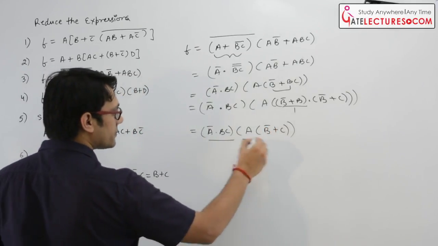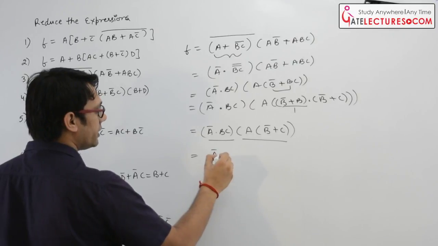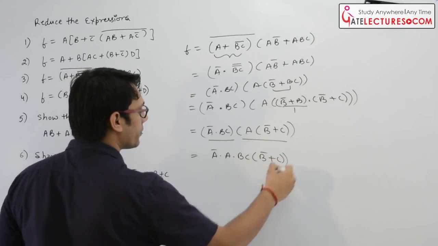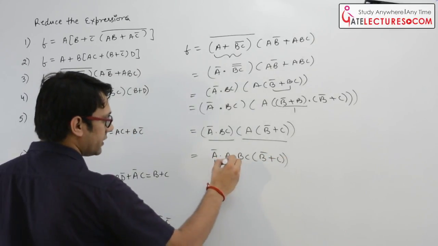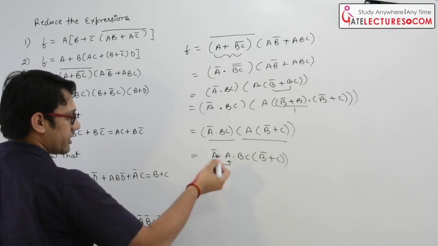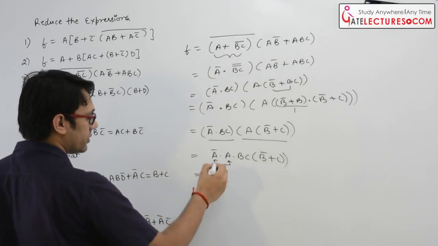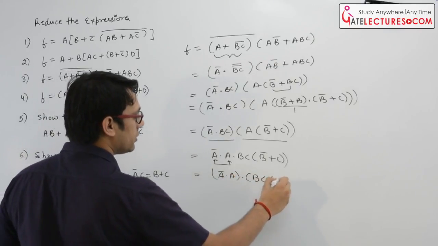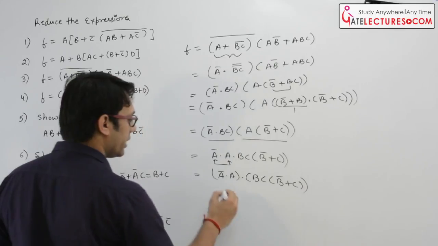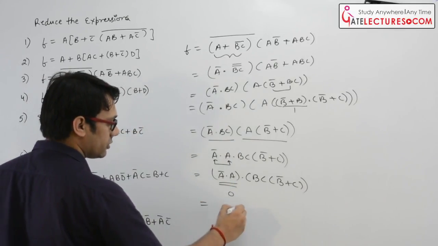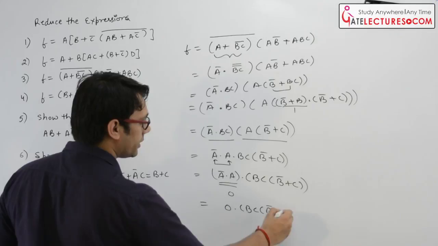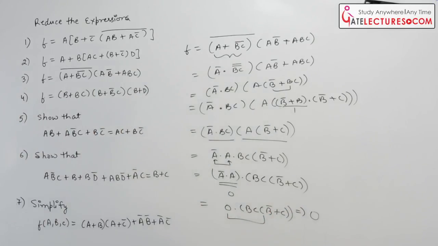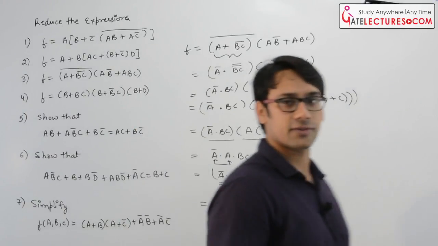Now you can open these brackets, so it can be written as a complement dot a dot (bc) complement (b complement plus c), right? So you can see here we have a complement dot a. As you know, we can associate the brackets, so it can also be written as a complement dot a dot (bc) complement dot (b complement plus c), and this can be written as 0. So it is 0 dot (bc) complement (b complement plus c), which makes the whole expression 0, right? So this complete expression can be minimized to 0 in this case.